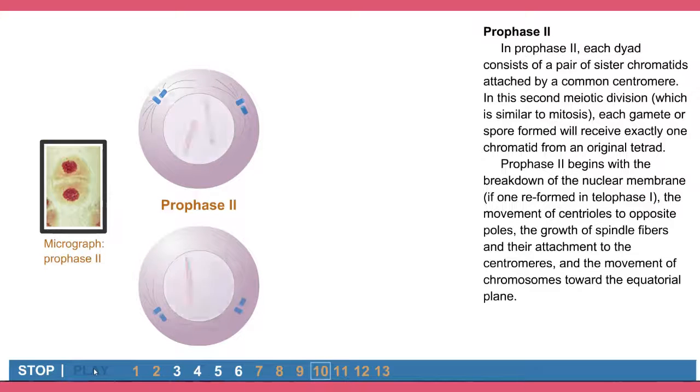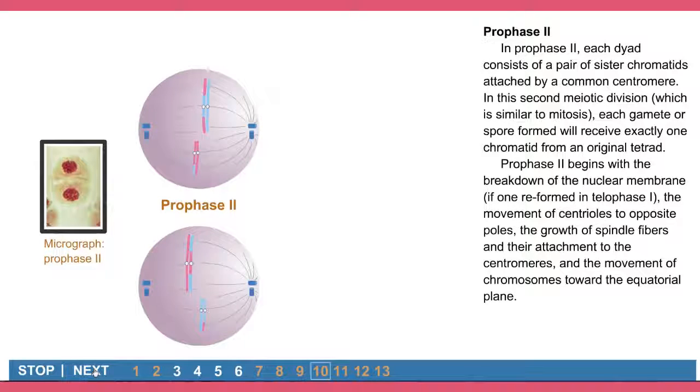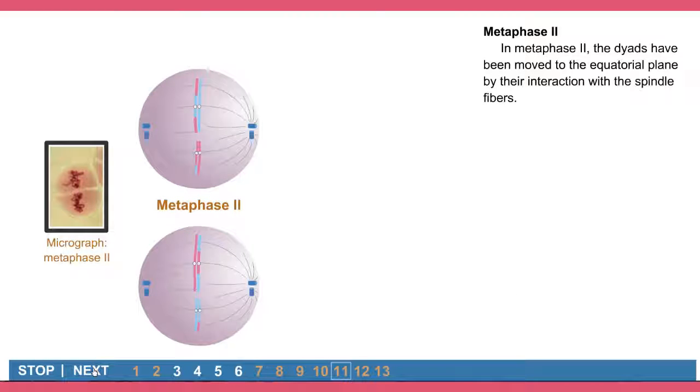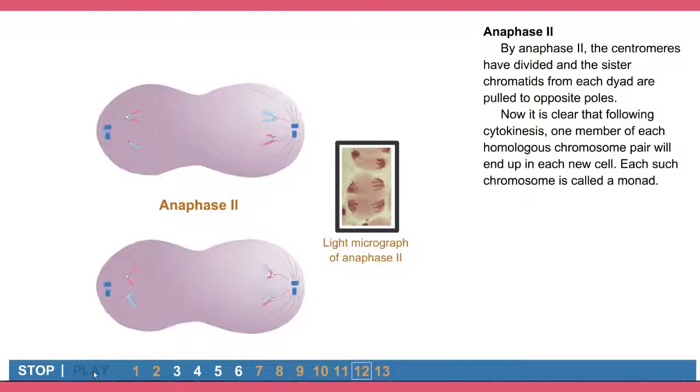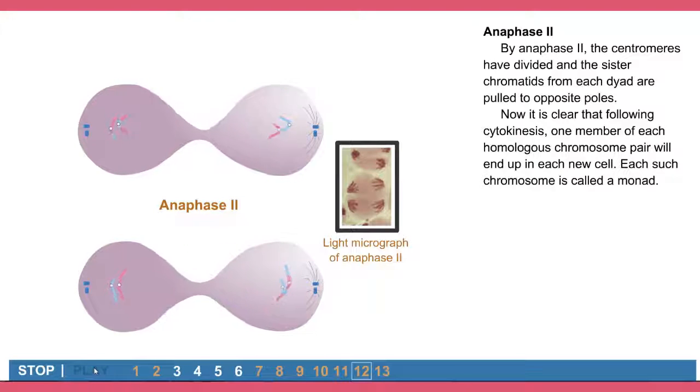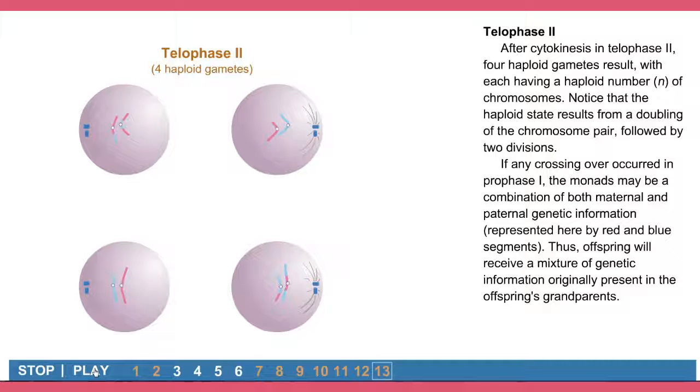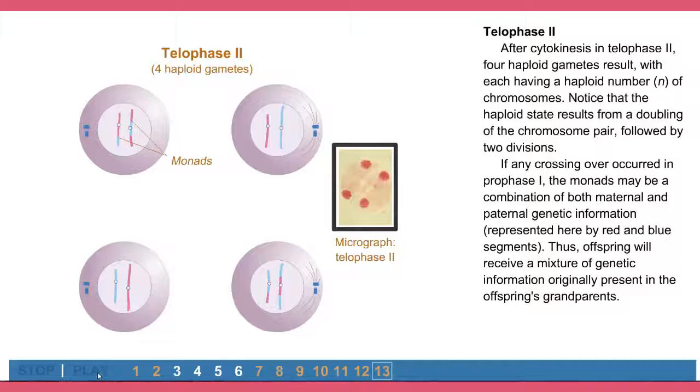So we're going to have prophase 2, where the spindle attaches to the chromosomes again. And at metaphase 2, the chromosomes are lined up in the center of that cell. The 2 sister chromatids are pulled apart during anaphase 2. And then during telophase 2, you have the 4 individual haploid cells. The nuclear envelope forms around the new, what are now called monads. And you have the end stage of meiosis.